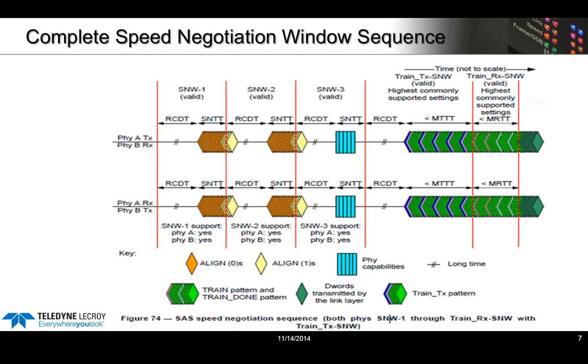Moving up to Gen 2, 3G speed, we had a second speed negotiation window at the 3G speed, where again you start sending align 0 primitives and then indicate that you are happy by changing that to align 1 primitives, and that's the SNW2.